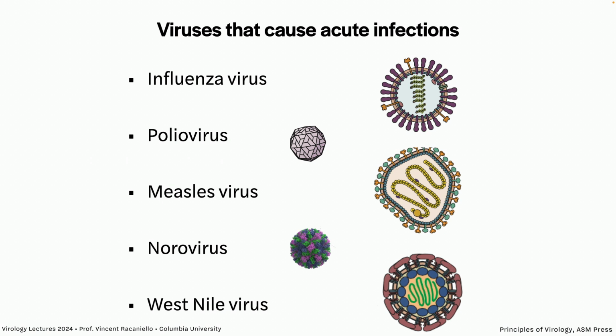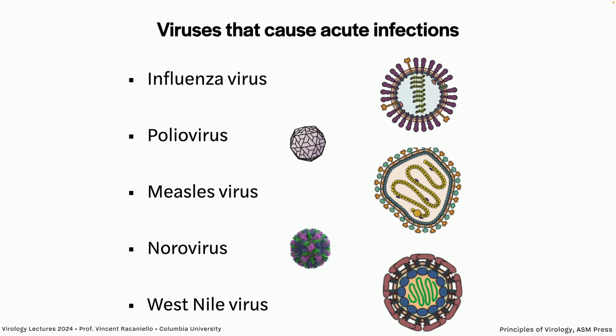Why did I pick these 5? Because they represent different modes of transmission. Influenza virus and measles virus are respiratory transmitted, poliovirus and norovirus fecal-oral, and West Nile by mosquitoes. And there are also different kinds of viruses as well.